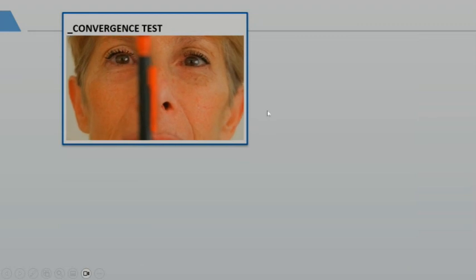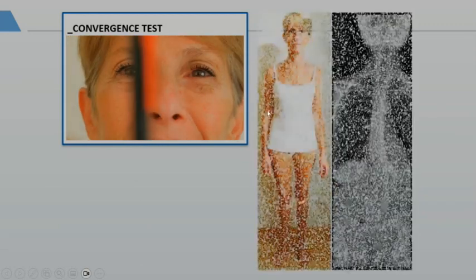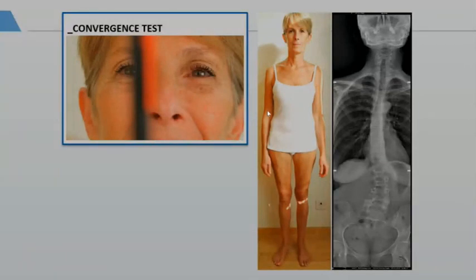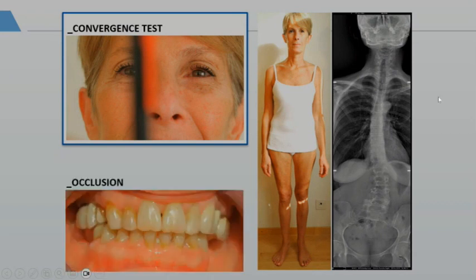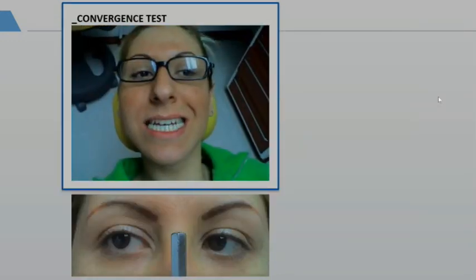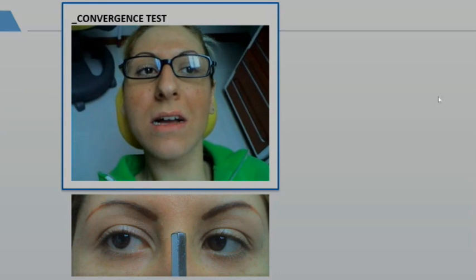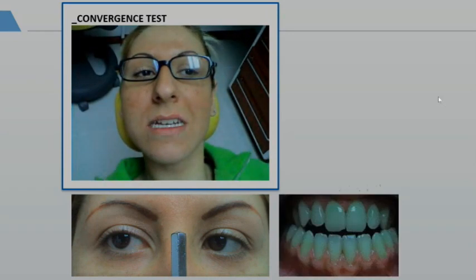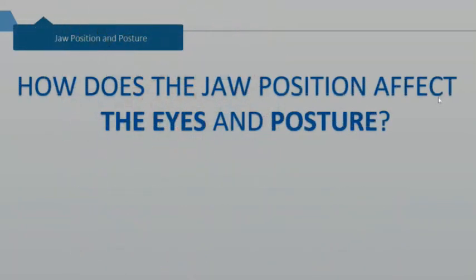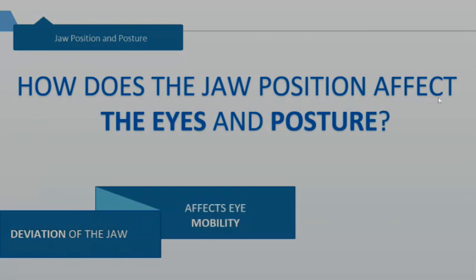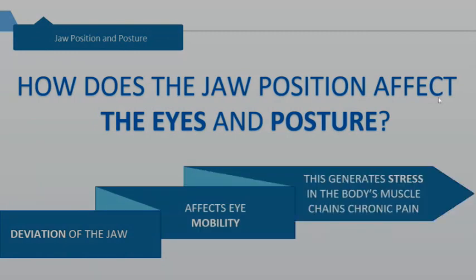Look at here, interdisciplinary point of view, scoliosis. Most of the scoliosis are adaptive scoliosis, related with the different problems of our body. Most of them, TMJs. Look at here, oculomotor system problem, mouth problem. How is it affecting the posture? Deviation, generating stress, the jaw position.